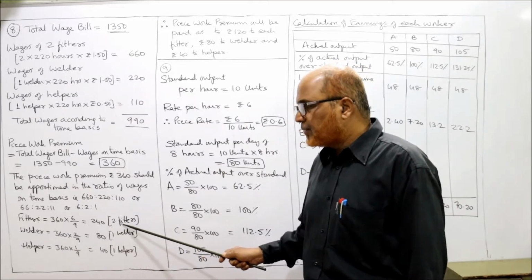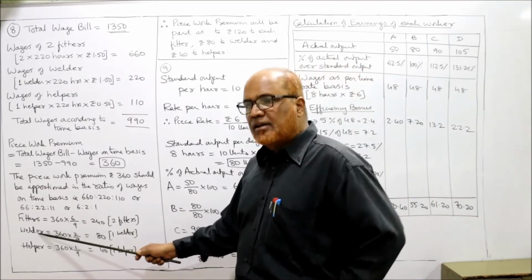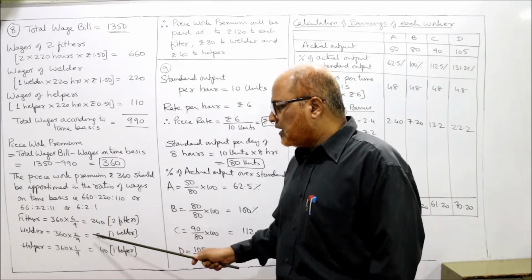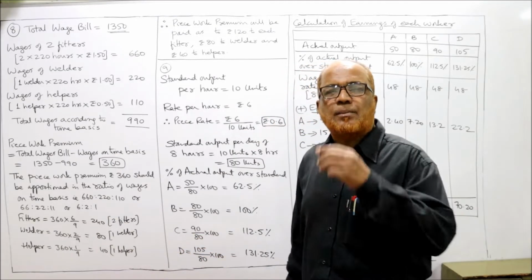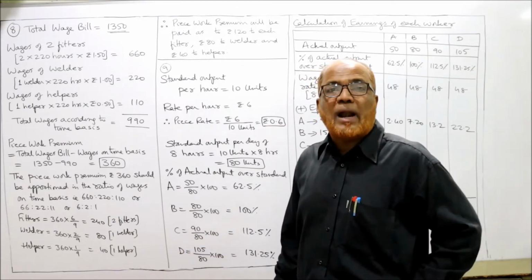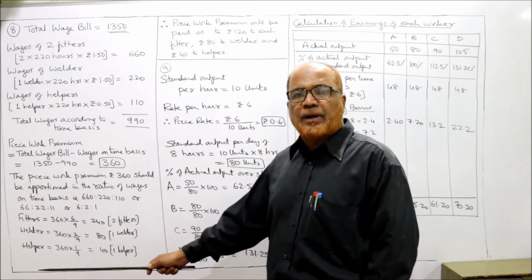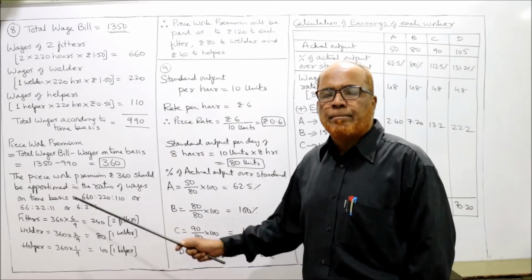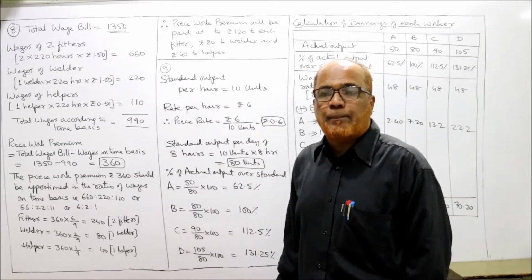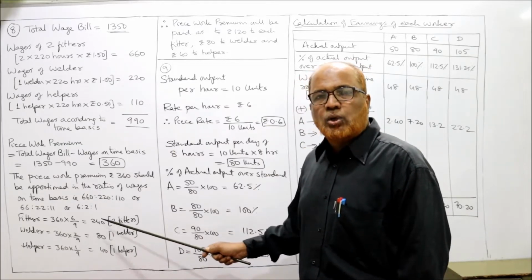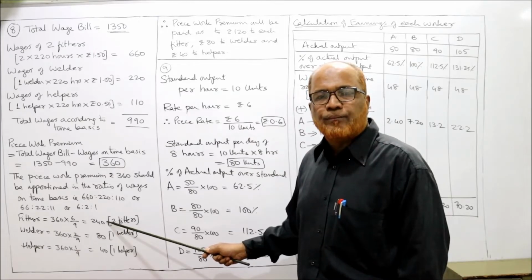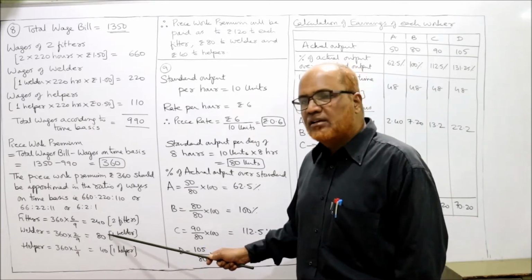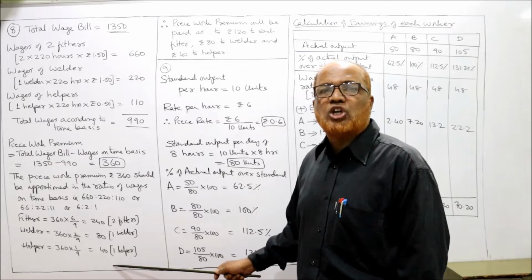How many fitters are there? 2 fitters. Similarly, welder. 360 into 2 by 9, it comes to 80. So 80 rupees is the piecework premium payable to welder. One welder is there. Helper. 360 into 1 by 9, 40 rupees is the piecework premium payable to helper. Only one helper is there. So 2 fitters will get 240, 1 welder will get 80, and 1 helper will get 40 rupees.